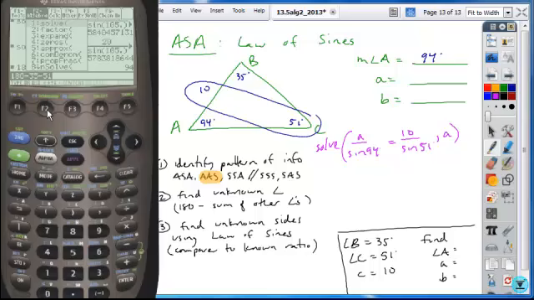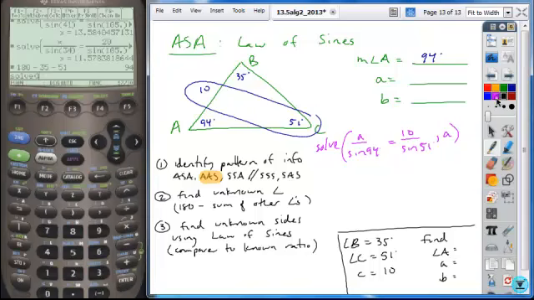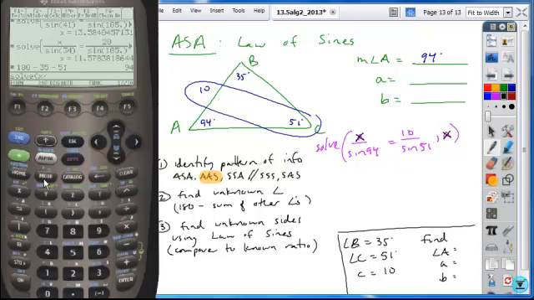Again, when we type this into our calculator, just to save time, I'm going to use the variable that has a button already assigned to it. So x divided by the sine of 94 is equal to 10 divided by the sine of 51. Put a decimal in there, comma x, which identifies that's what I want to solve for.